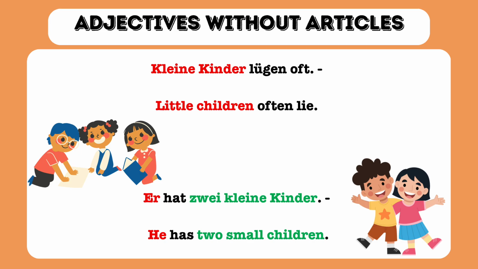Er hat zwei kleine Kinder. He has two small children. Zwei does not count as an article, it's just there to tell us how many. Kleine Kinder is going to tell us the adjective ending with an E to show it's plural and accusative without having an article. Er hat zwei kleine Kinder.